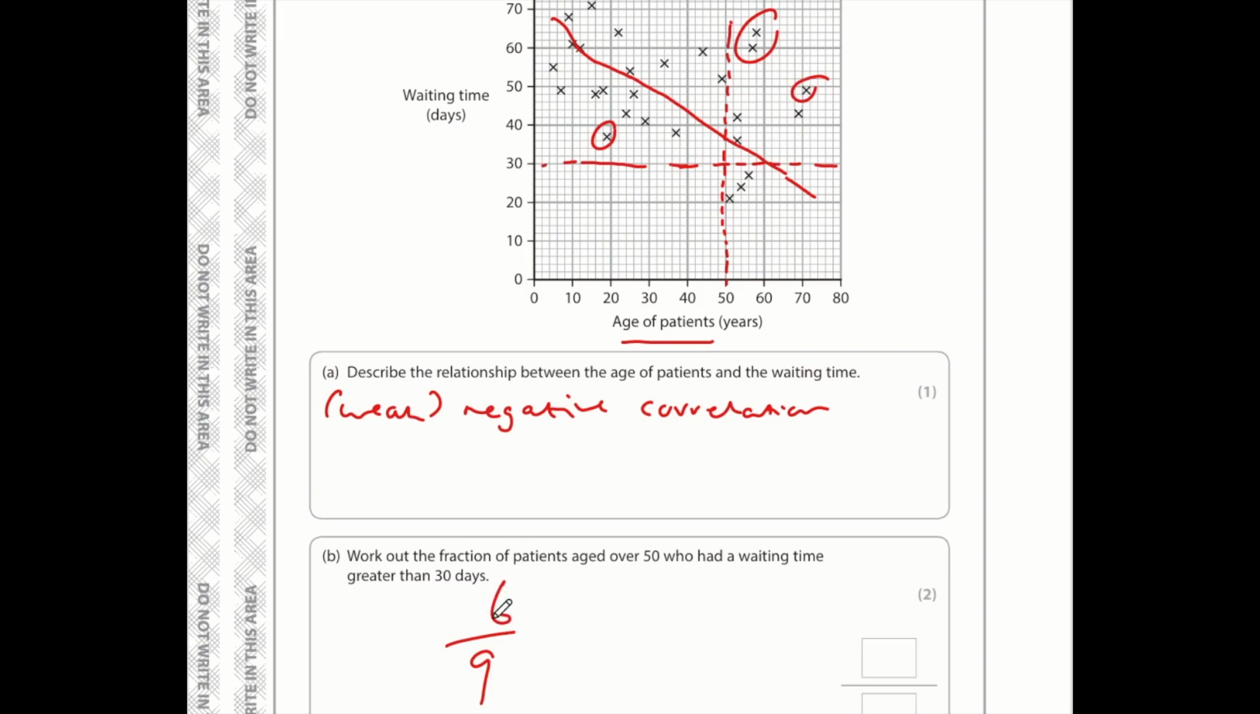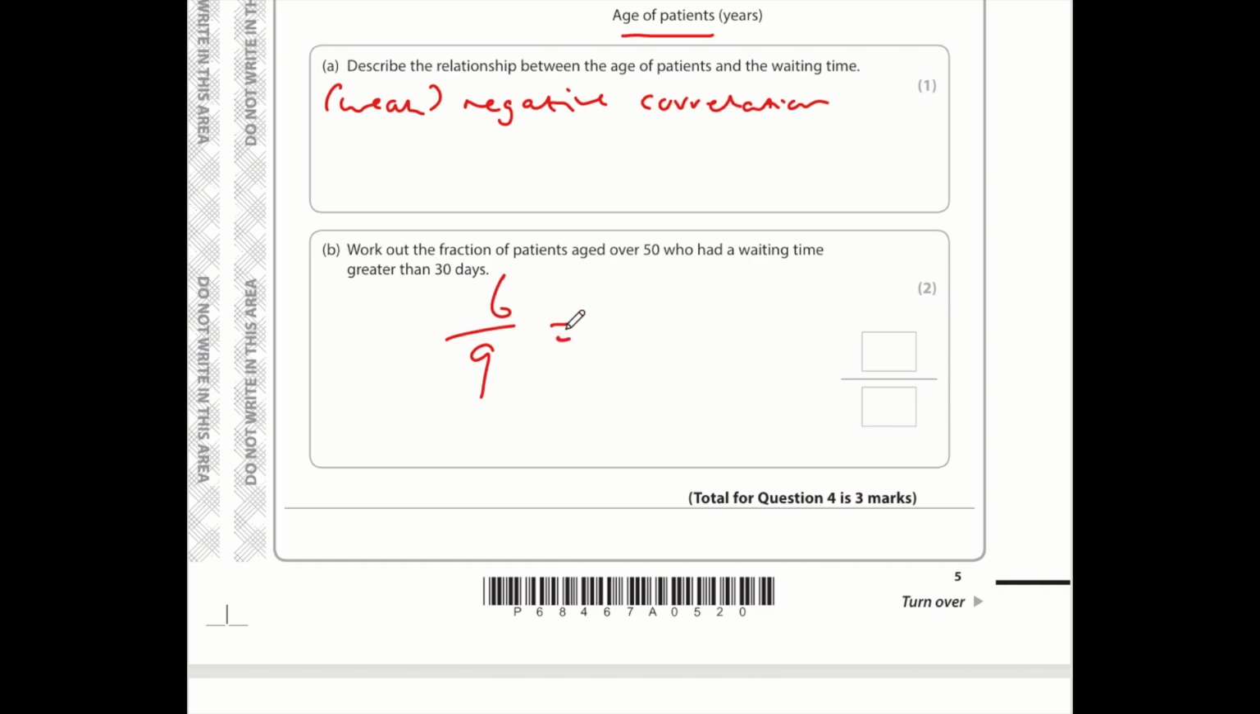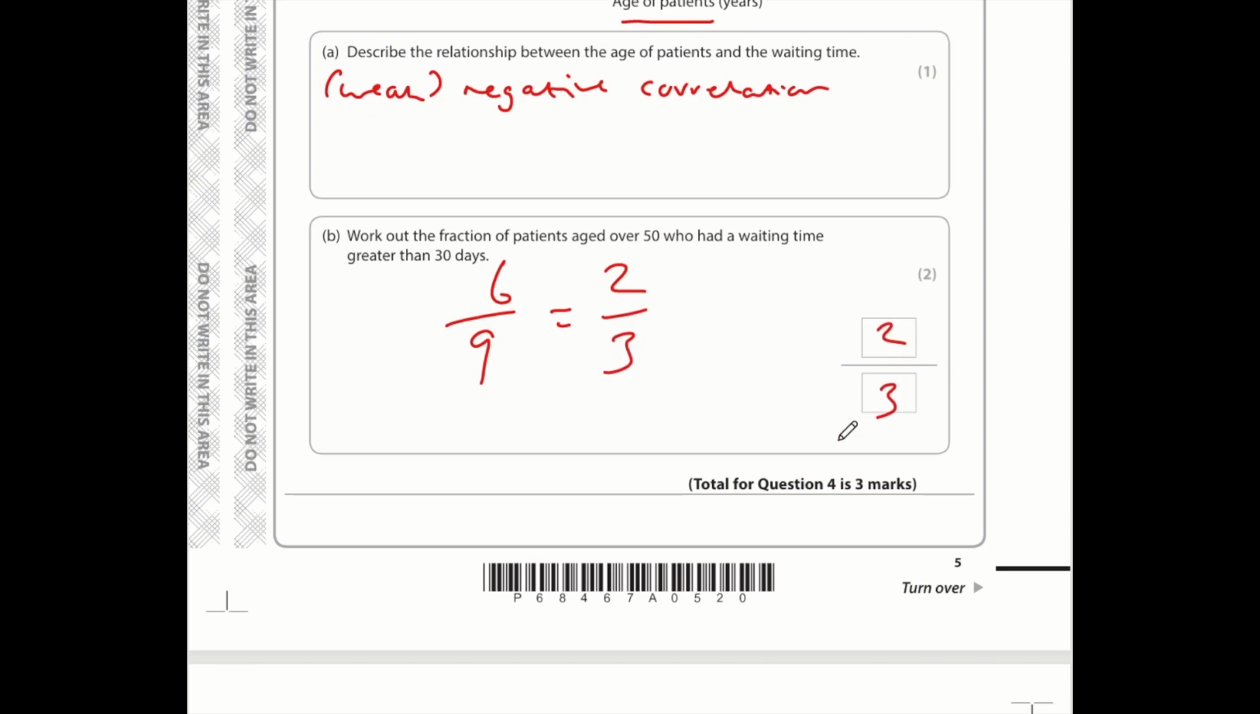So the answer is 6 over 9, but this fraction can be simplified. Both of these numbers are in the 3 times table. So divide top by 3, we get 2, bottom by 3 as well, we get 3. So 2/3 is the answer.